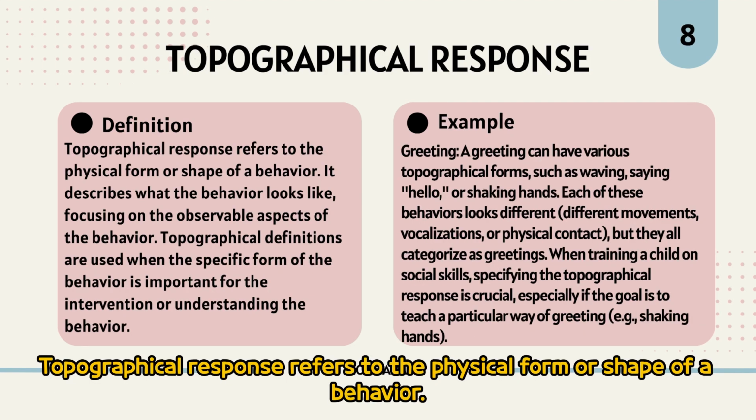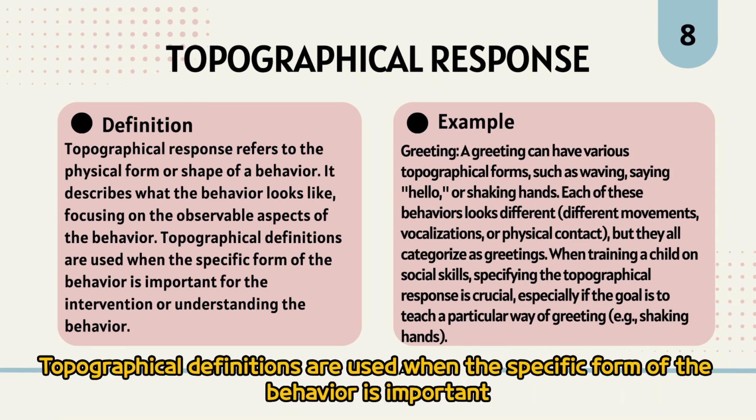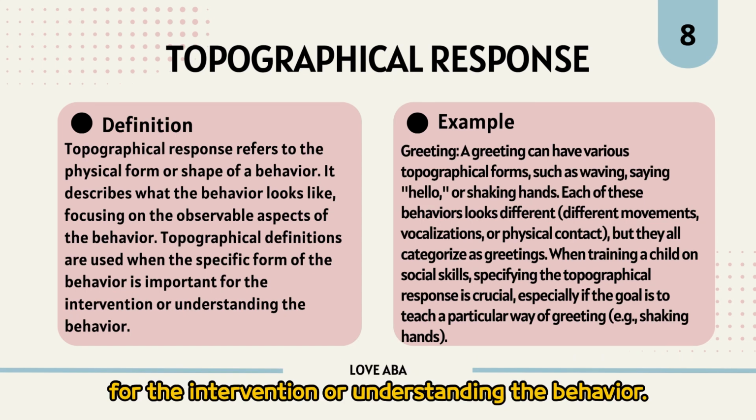Topographical response refers to the physical form or shape of a behavior. It describes what the behavior looks like, focusing on the observable aspects of the behavior. Topographical definitions are used when the specific form of the behavior is important for the intervention or understanding the behavior.